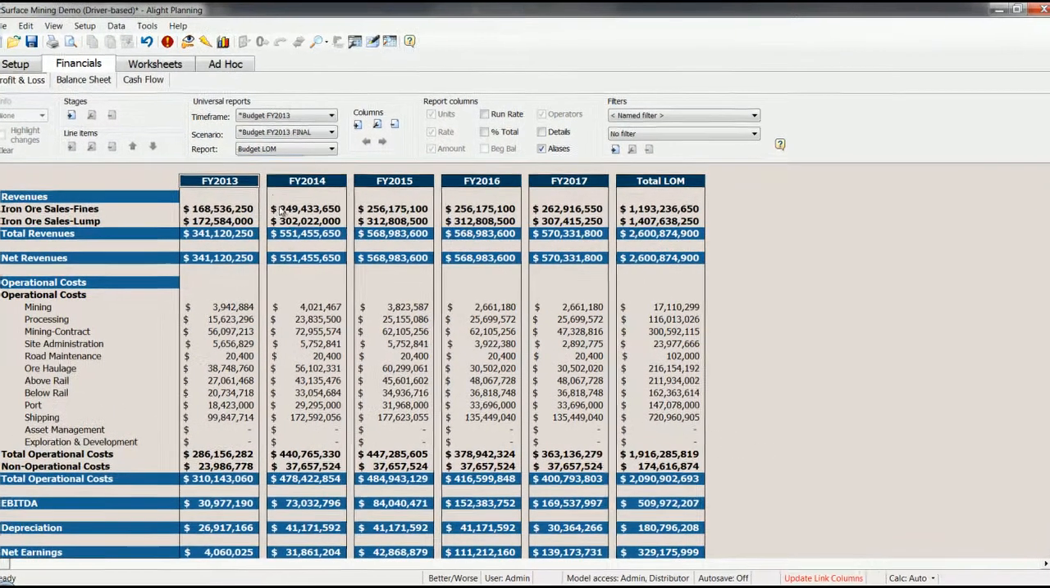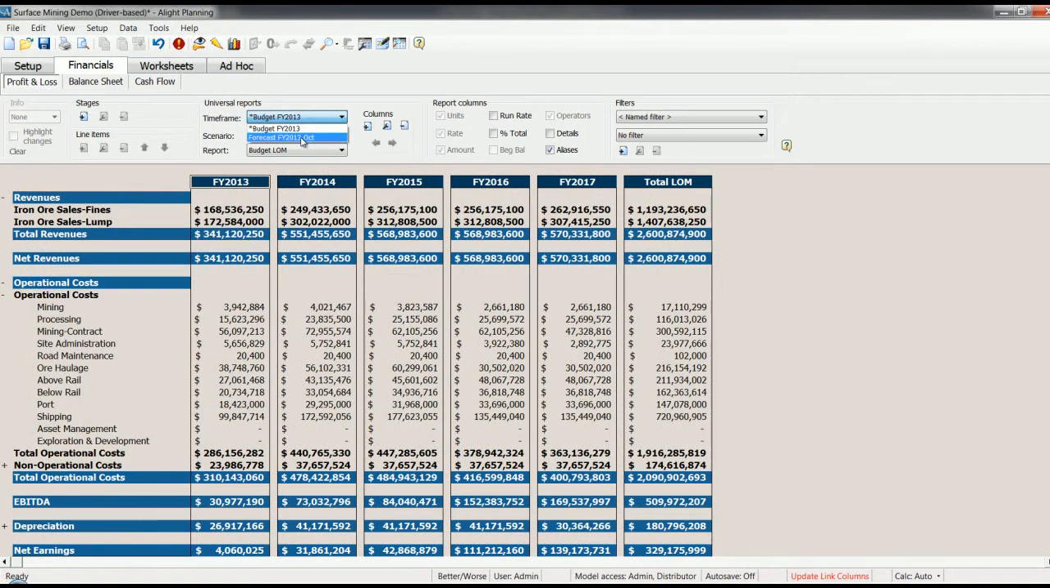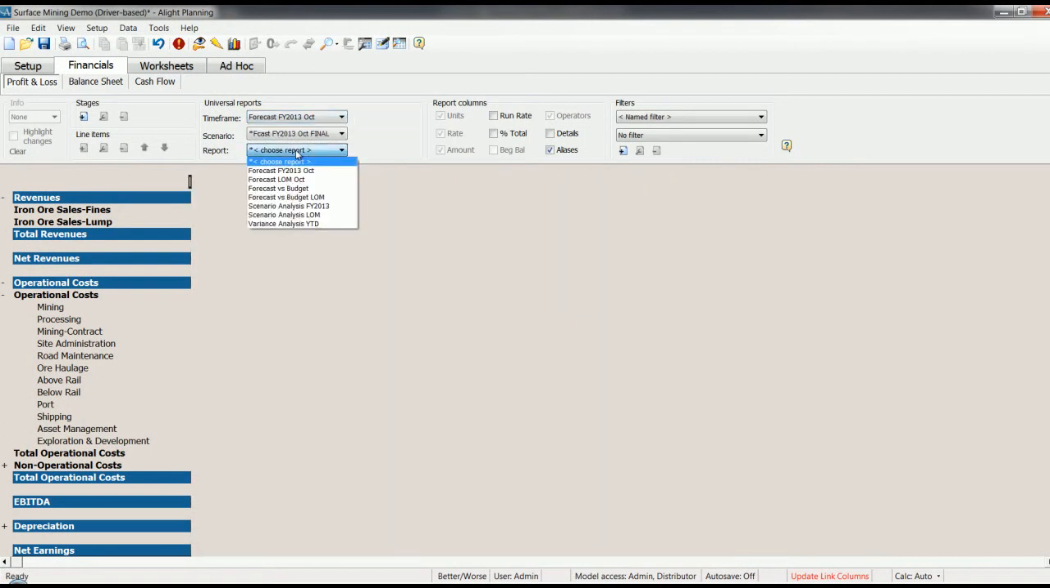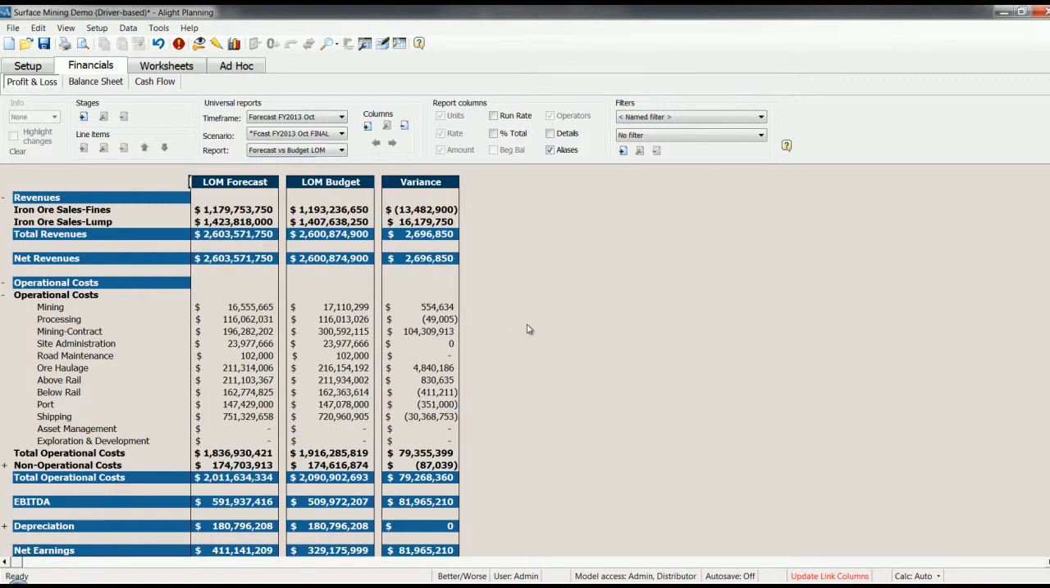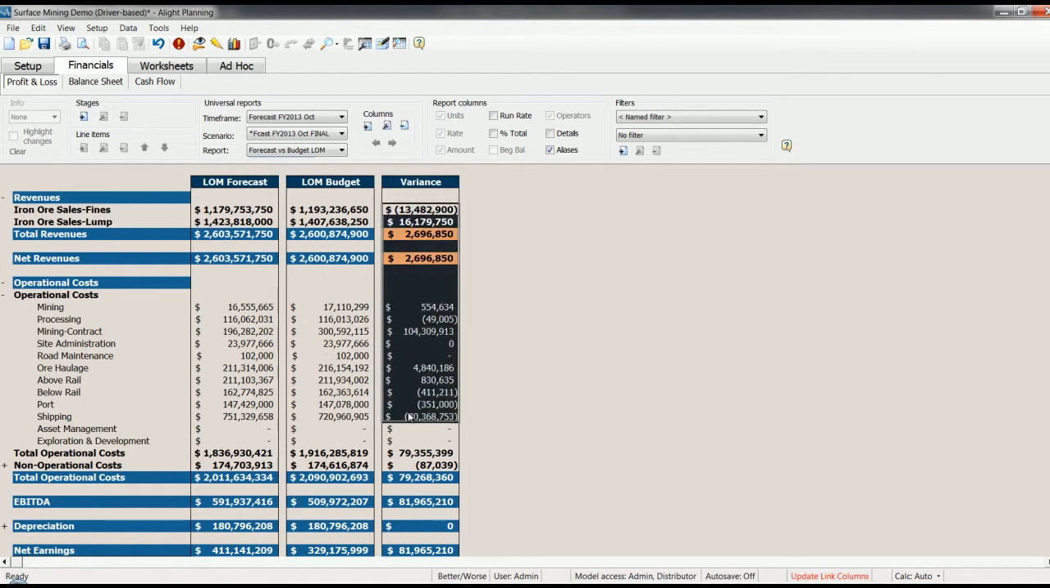For example, if we switch back again to the forecast time frame, we have a report in here that compares the original life of mine budget with the latest life of mine forecast. It's pretty early in the life of this mine, so the variances are small in absolute terms, but you can see how Alight enables planning for much longer time horizons if necessary.